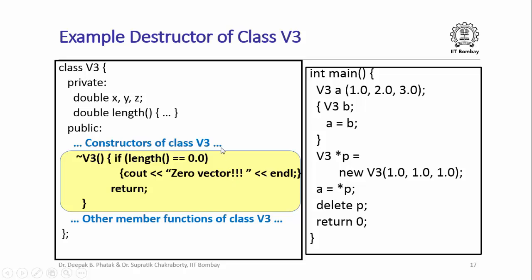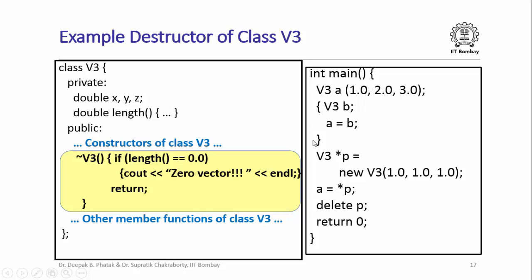Here is an example of how we might use the destructor function of the class v3. Here I have my main program. Here is the same class v3 with the destructor function highlighted here. Now here I have allocated an object A of class v3 with the data members initialized to 1.0, 2.0, 3.0 through the constructor function, of course. Here in this block, I have allocated another object B of class v3, and there are no parameters passed to its constructor function. Therefore, its data members will be initialized to 0, as we have seen earlier. And now I'm copying B to A. So now the data members of A are also 0.